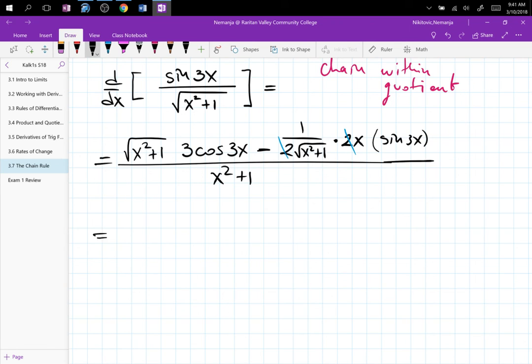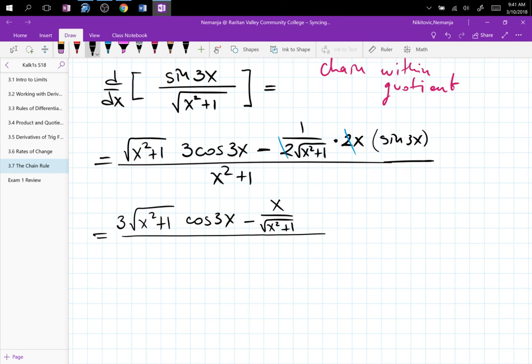Now when I write this out, there will be some simplifying to do. We have a square root of x squared plus 1. There's 3 in front. And the cosine 3x minus x over square root of x squared plus 1. And then we have sine 3x. Everything divided by x squared plus 1.